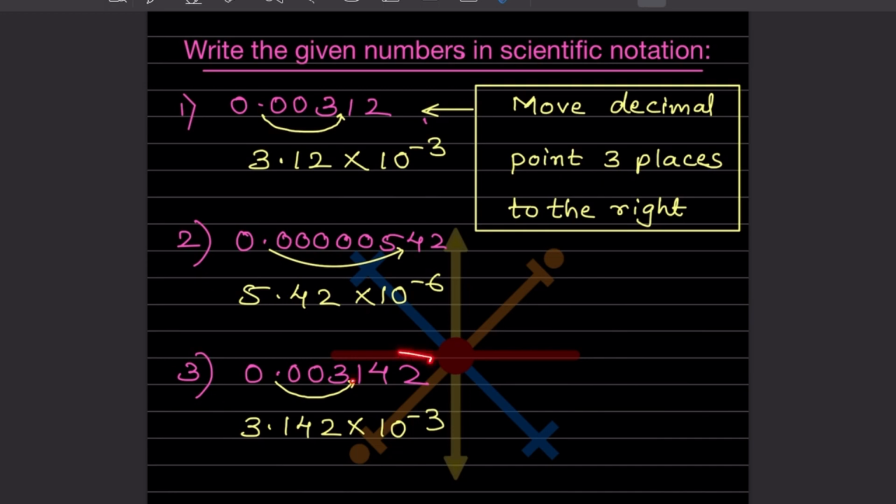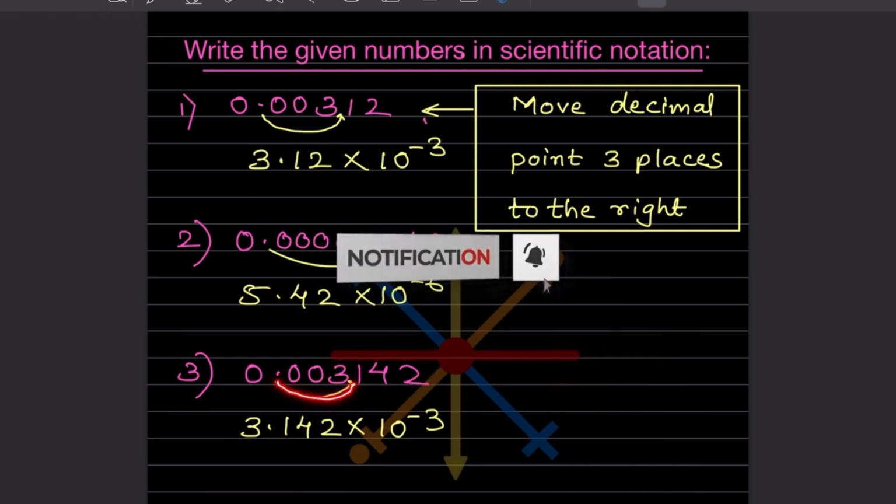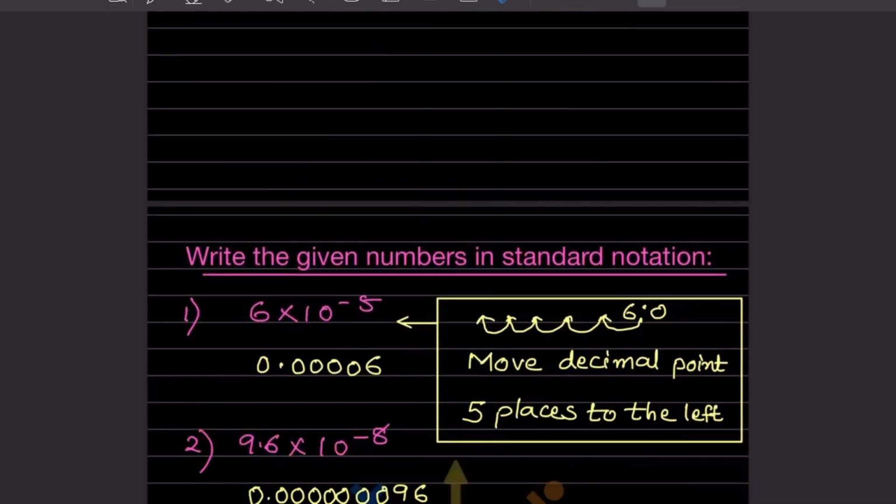Now see here, it should be 3.142. So this decimal is going to be shifted over here. 1, 2, 3. So it should be 10 raised to minus 3. Hope you got this one.